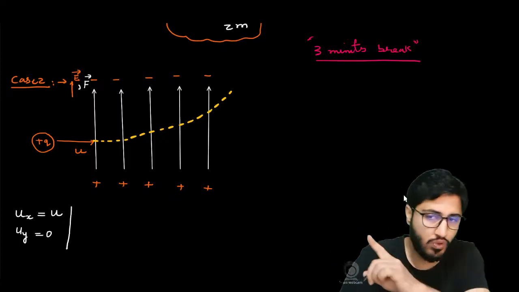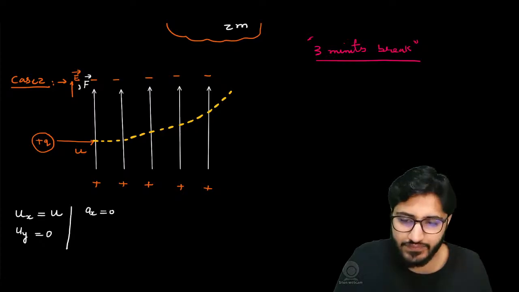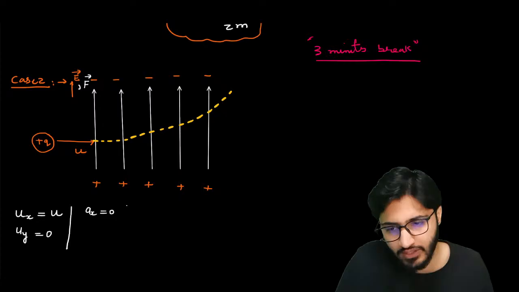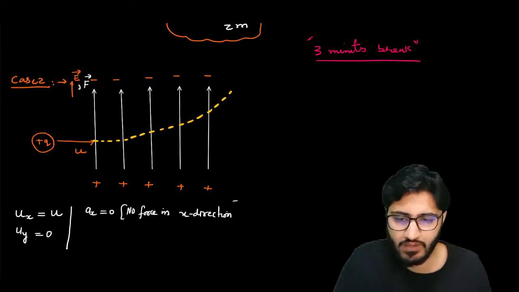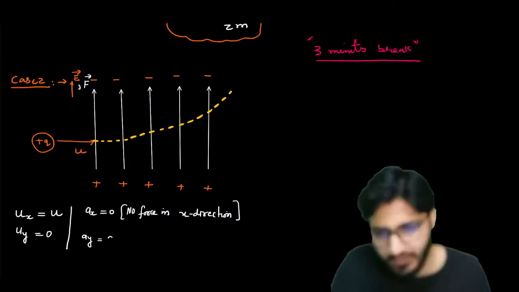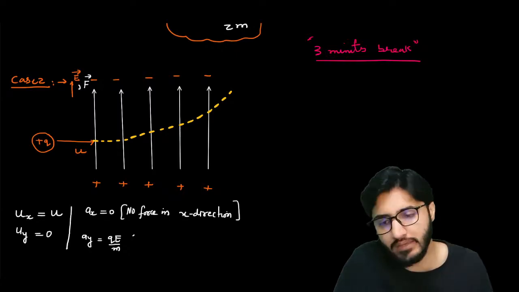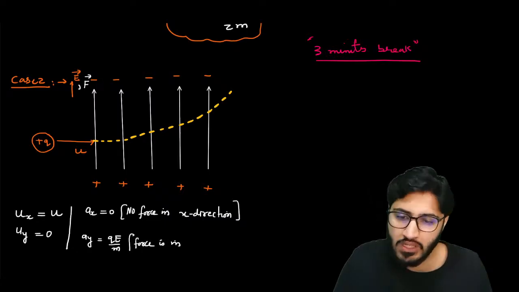But no force is in the x direction. So I can write that acceleration in the x direction is 0, because there is no force in the x direction. Now, what is ay? I guess we just derived it. It would be qE by m, in the y direction, because the force is in the y direction only.